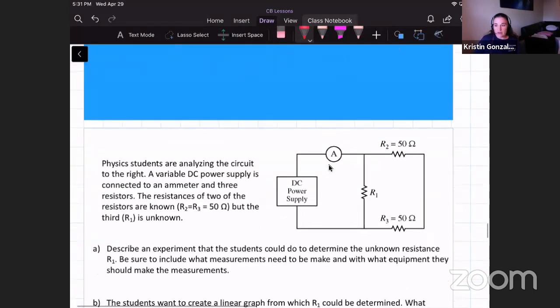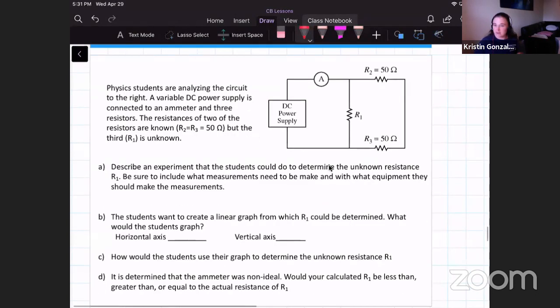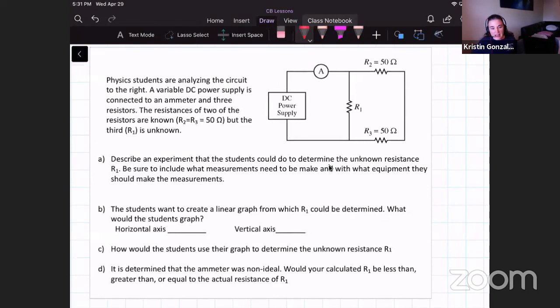All right, so we've got a lab-based problem here, so we can have some practice with that since it's been a couple of days since we've done a lab problem. We have a circuit, and we have some physics students that are analyzing the circuit to the right. We have a variable DC power supply connected to an ammeter and 3 resistors. The resistances of the 2 resistors, R2 and R3, are known, which are both 50 ohms, but the 3rd resistor, R1, is unknown. So you are to describe for me an experiment that the students could do in order to determine the unknown resistance, R1.